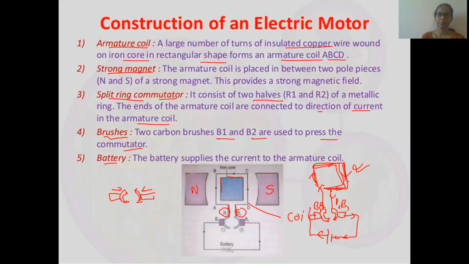And a battery supplies the current to the armature coil. So the battery's role is to produce the current. I hope this is clear to you, right, children?